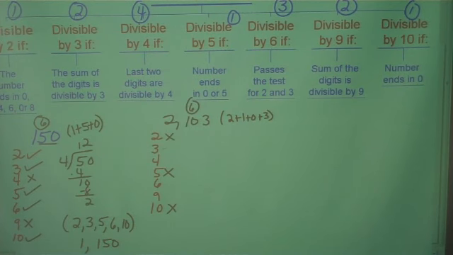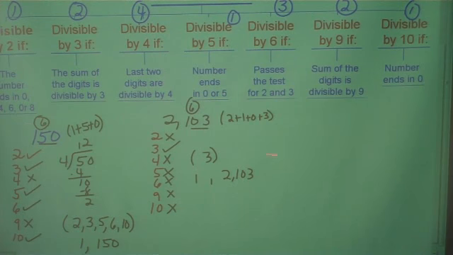Can 3 go into 6? Yes. Can 9 go into 6? No. The test for 6 is, did it pass the test for 2 and 3? Well, it failed 2, but it passed 3, so it does not pass 6. The test for 4 is, can 4 go into the last two digits? 4 cannot go into 3, so it fails the test for 4. So 2,103 is divisible by 3, and of course 1 and itself.